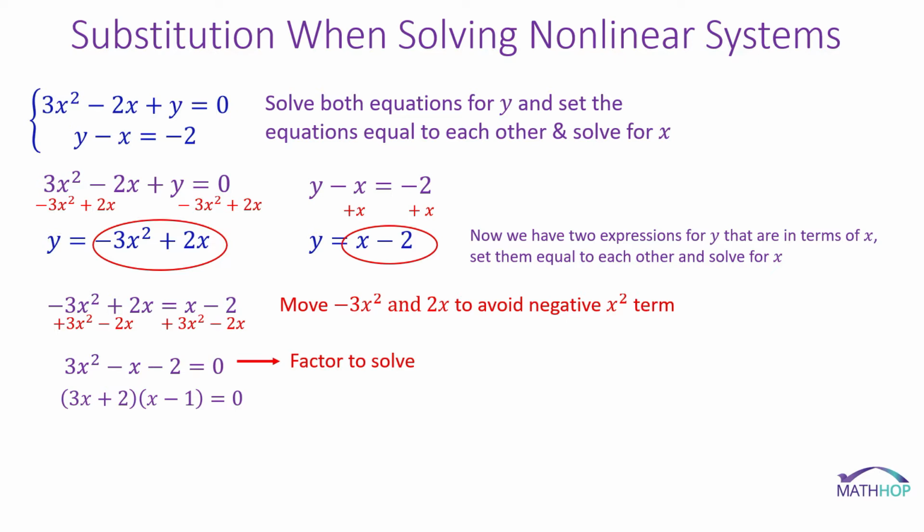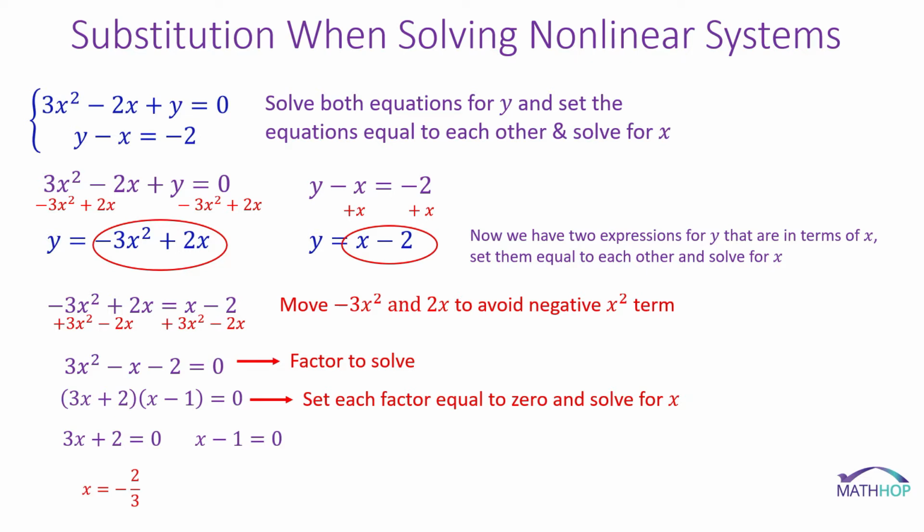Remember, if you need a review on factoring, go back into our quadratics and solve by factoring lesson and watch that again. Once you have your factors, you set them equal to 0 and solve each of them for x. So 3x plus 2 equals 0, x minus 1 equals 0. Here we're going to subtract 2 and divide by 3. We get x equals negative 2/3. Here we're just going to add 1, so we get x equals 1. All right, so this tells us the x coordinates of our two solutions, of our two intersection points.